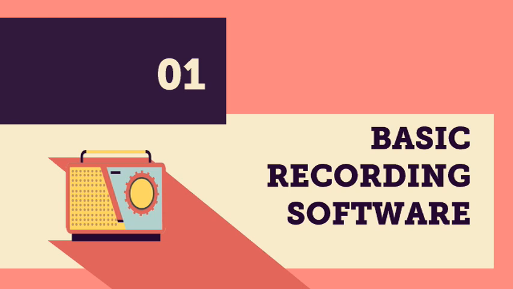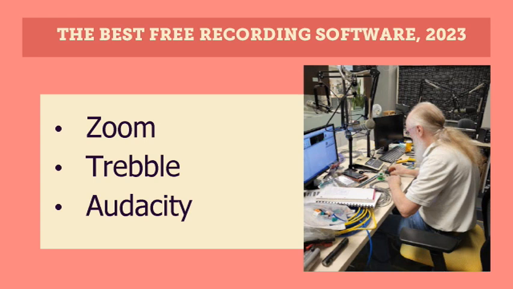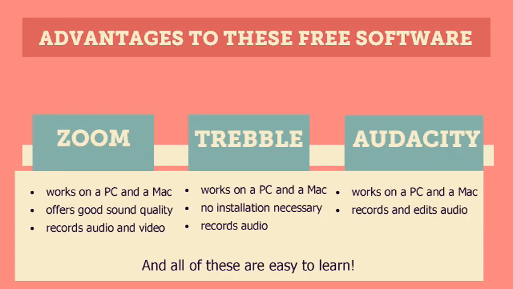Basic recording software. The best free recording software of 2023. We recommend Zoom, Treble, Audacity. Advantages to these free software: for Zoom, works on a PC and a Mac, offers good quality sound, and records audio and video. Treble works on a PC and a Mac, no installation is required, and records audio. Audacity works on a PC and a Mac, and records and edits audio. And all of these are easy to learn.